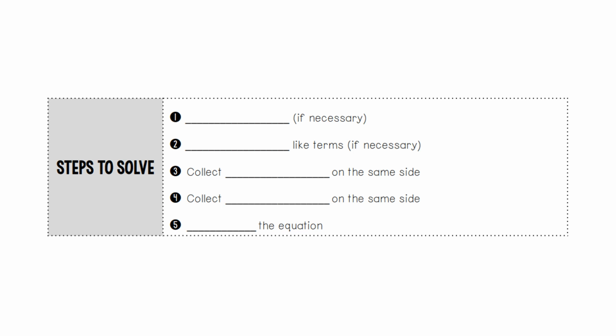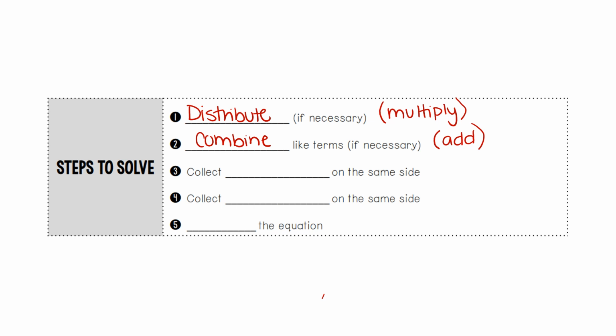To solve equations with variables on both sides, we are going to start by distributing if necessary. Remember, distribute deals with parentheses, and it means to multiply. We always start with parentheses first, and then after multiplying, we can combine any like terms. Remember, combining like terms means we're going to add our positive and negative values together. So the first two steps are solving equations just as we have been so far.